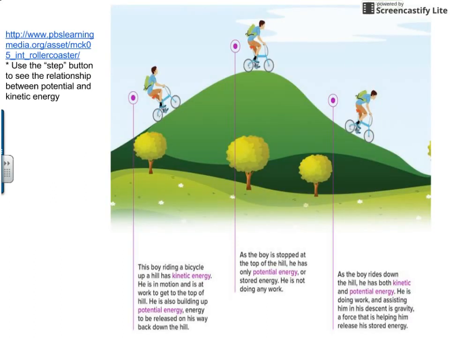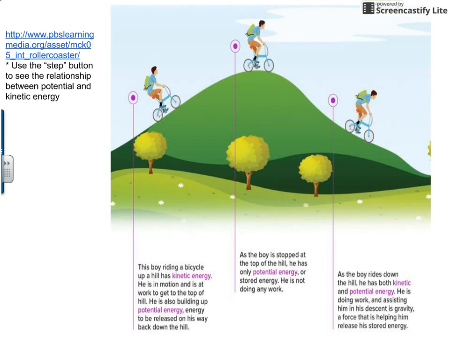In this first picture here, we have a boy riding the bike. He is using kinetic energy. As he is moving up the hill, he has kinetic energy. At the top, he stops. At the top of the hill, he has used the kinetic energy and has transformed it into potential energy. As he's standing there, no work is being done, so he has that potential energy.